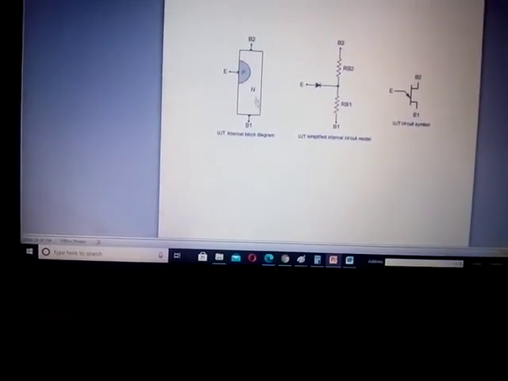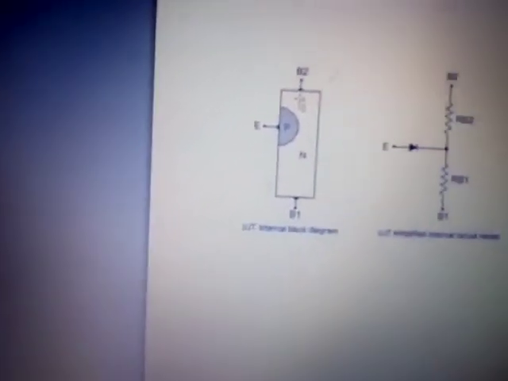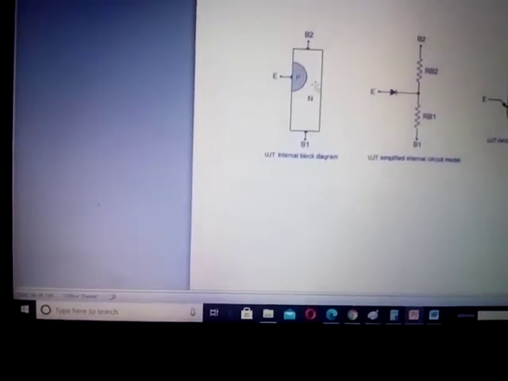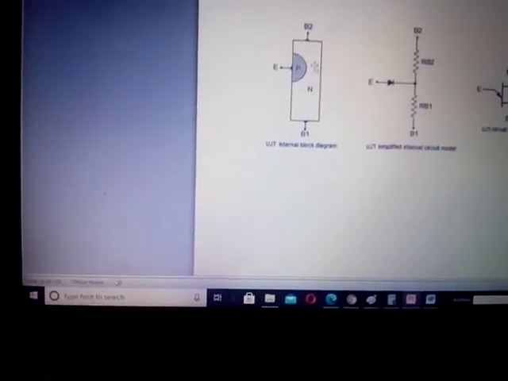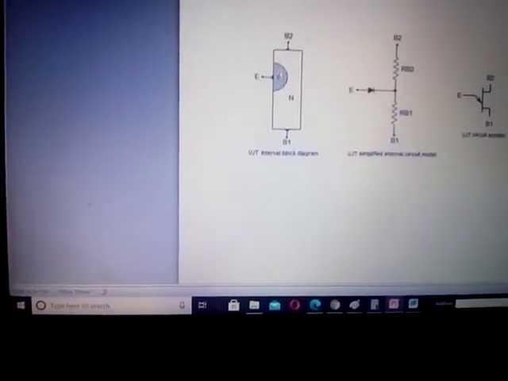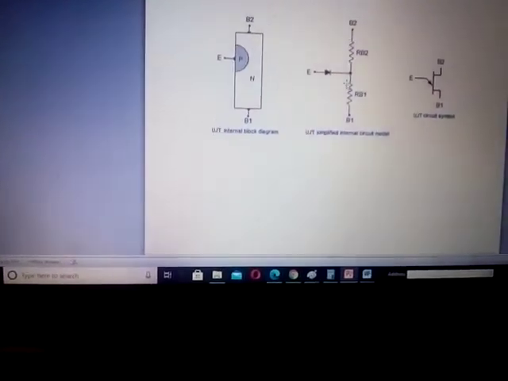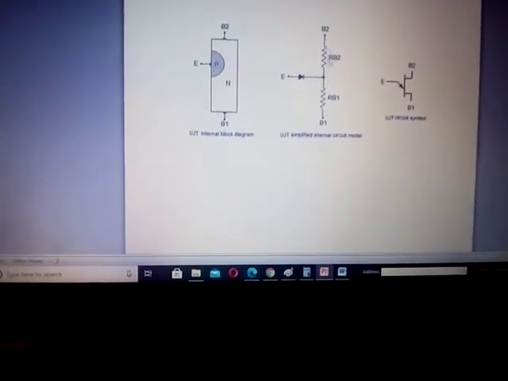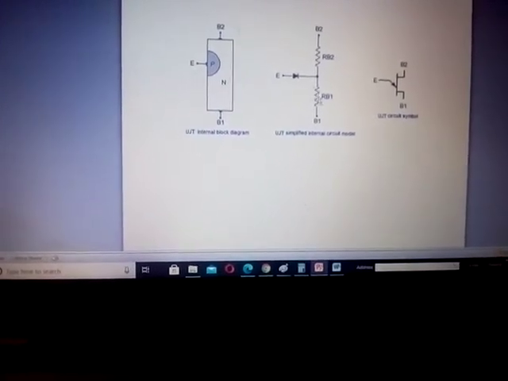It is N-type intrinsic semiconductor. N-type intrinsic semiconductor means pure semiconductor, so it will have very high resistance. P is highly doped semiconductor, which will have very low resistance. So the equivalent circuit will be like this. It is a diode with high resistance up and below.